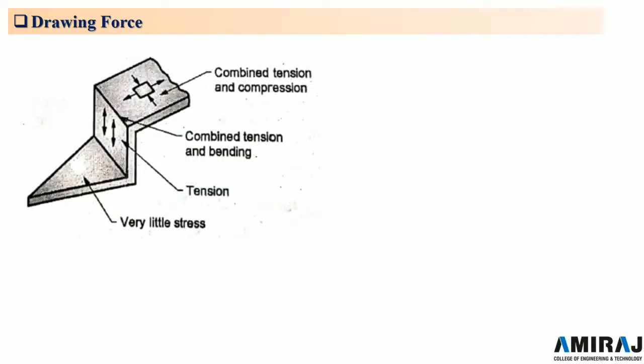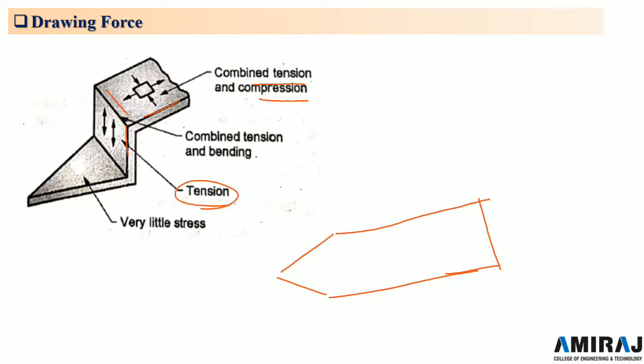One figure shows the stress action on a workpiece during a drawing operation. Here we can see this is one section. Suppose initially it is of this shape. Now after we apply the drawing process, what will happen? Here this portion will have combined tension and compressive force. This portion will have tensile force, and this angle will have combined tension and bending force, and this will have very little stress.